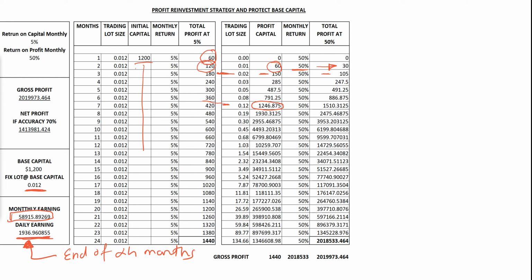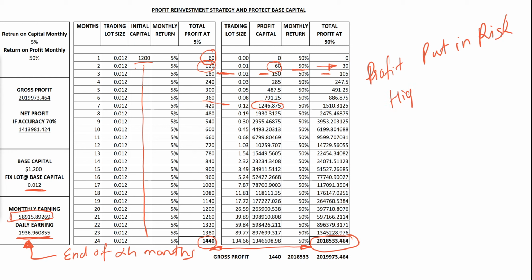And gradually the break even comes around the 6th month, where the 0.12 lot size will be there, and you are already trading with 200. So you can remove your capital, or you can keep on trading, that doesn't matter afterwards, as the profit is 1440. See the difference between these two, from the initial capital and the total profit on reinvestment.